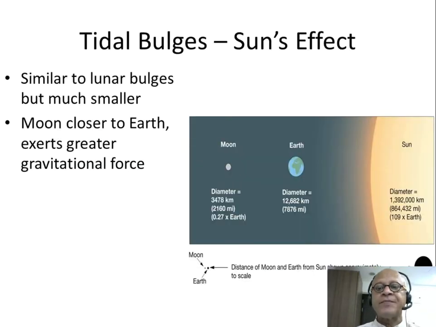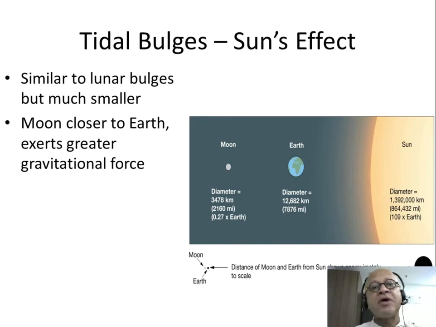Right, so let's look at the relative tidal forcing by the sun and the moon here. Similar to lunar bulges, you expect that the sun also will have a gravitational pull, and there will be residual force compared to the centripetal force of the wobbling around the barycenter and so on.